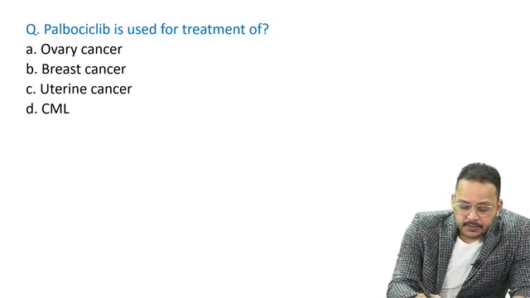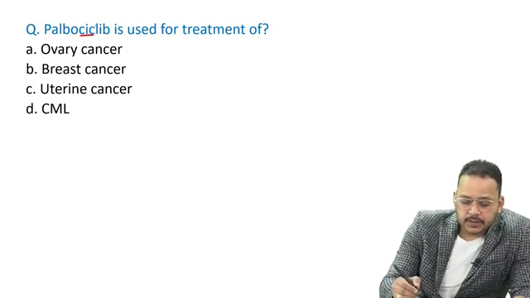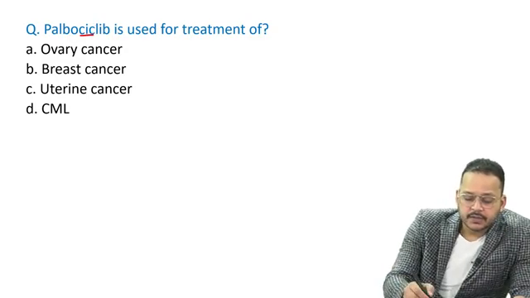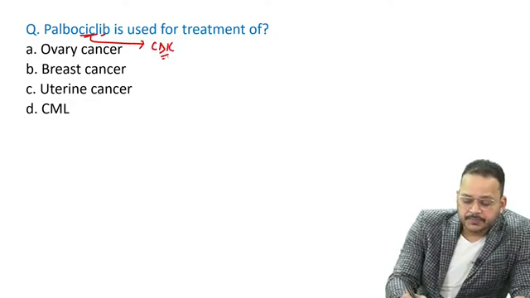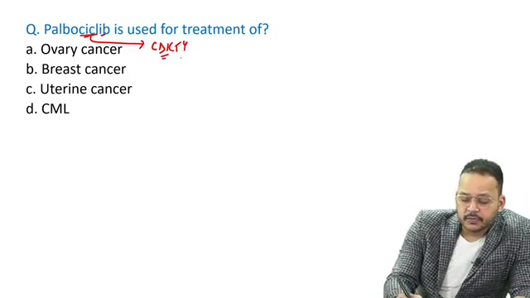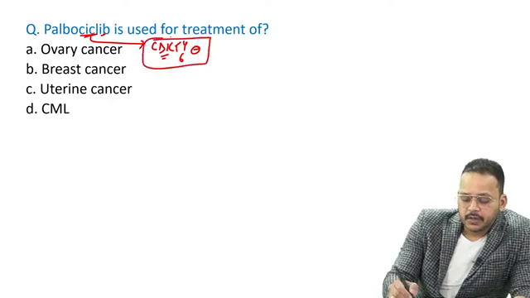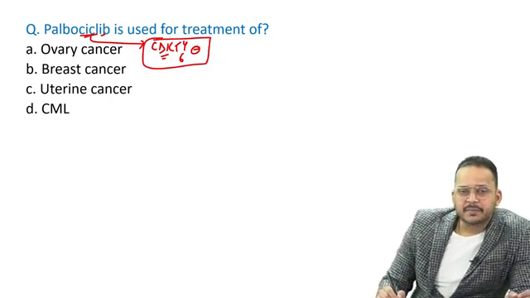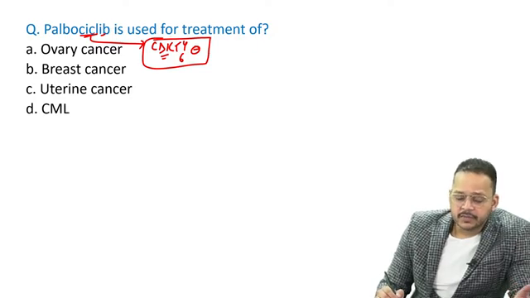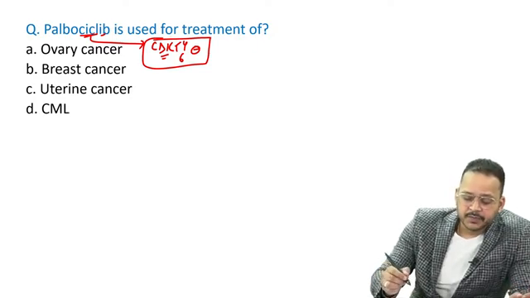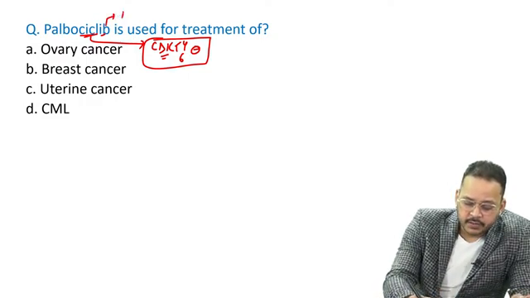See, the suffix is CICLIB: CICL and IB. CICL stands for cyclin dependent kinase, so cyclin dependent kinase 4 and 6 blockers. IB stands for inhibitor. So palbociclib is a cyclin dependent kinase inhibitor. From the name, you can remember where it is used.